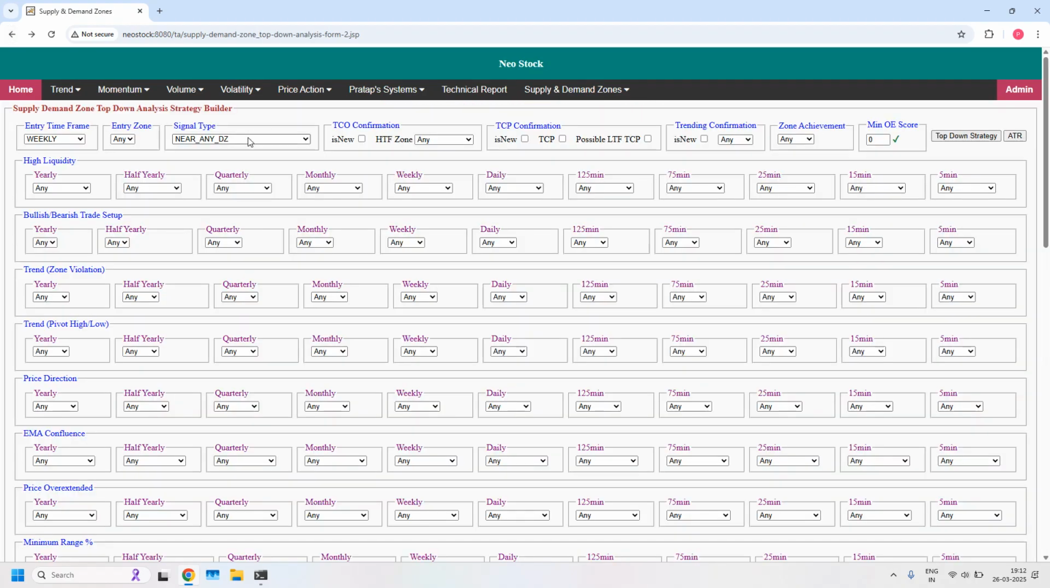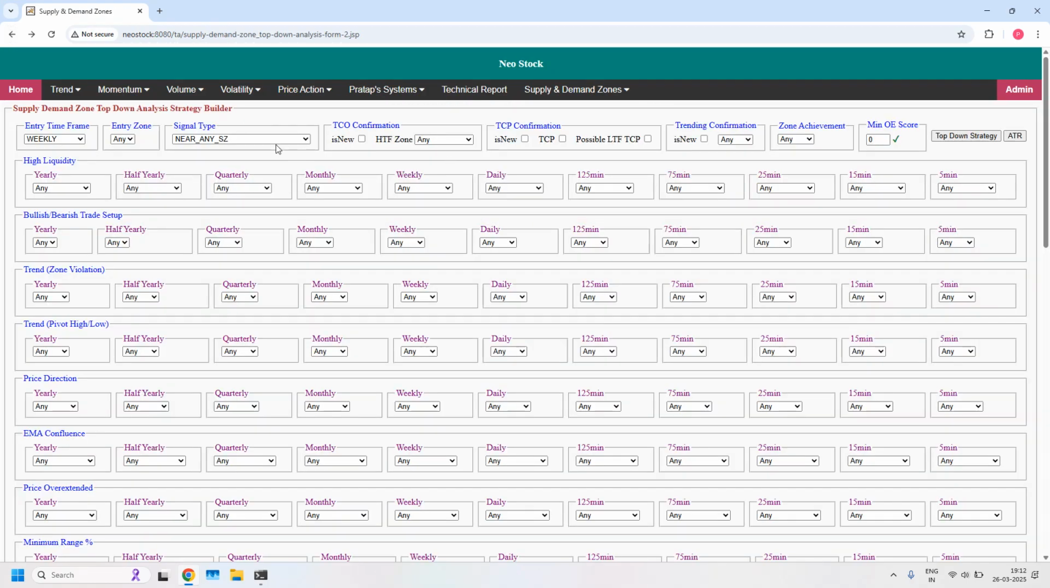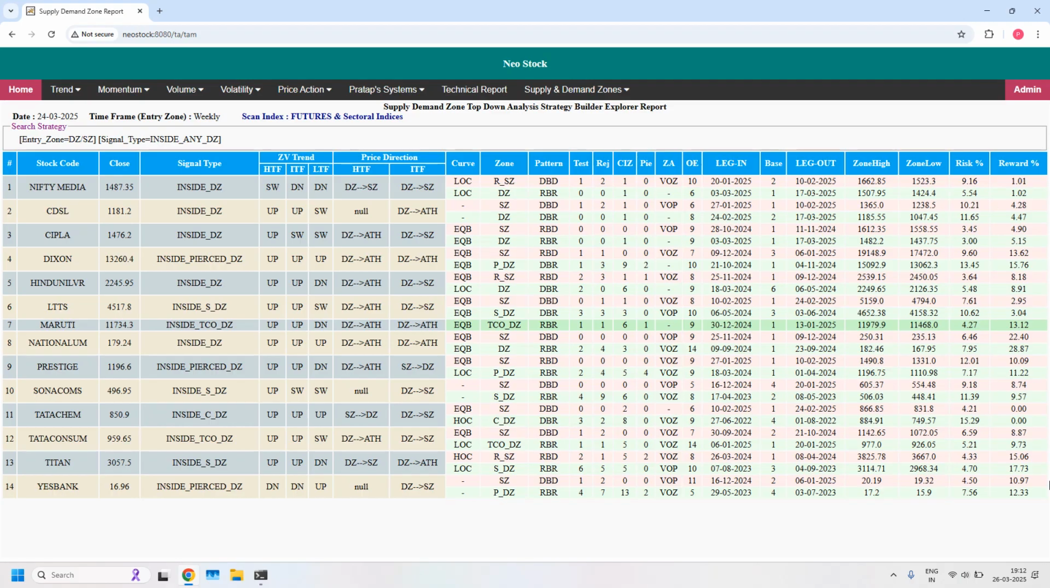Okay, next, stocks near weekly supply zone. We got 11 stocks. Next, price closed inside the weekly demand zone. We got 14 stocks.